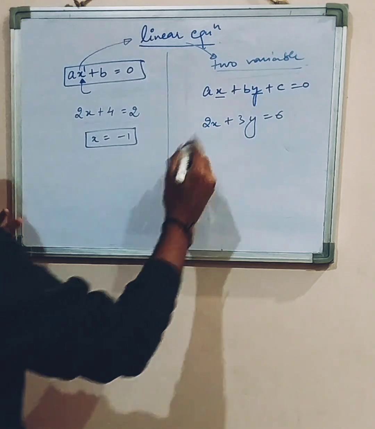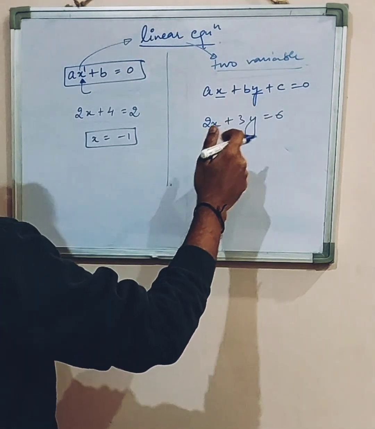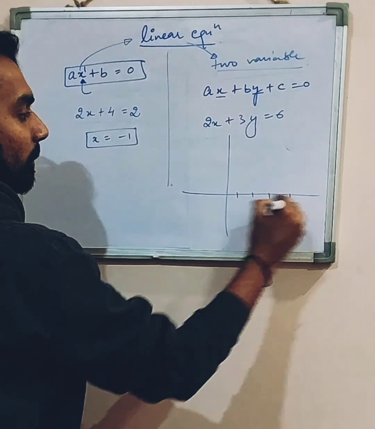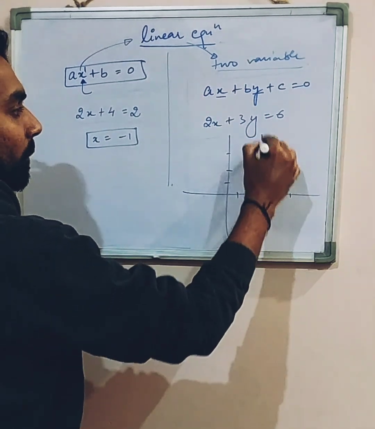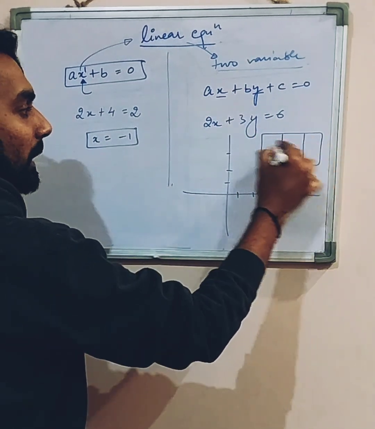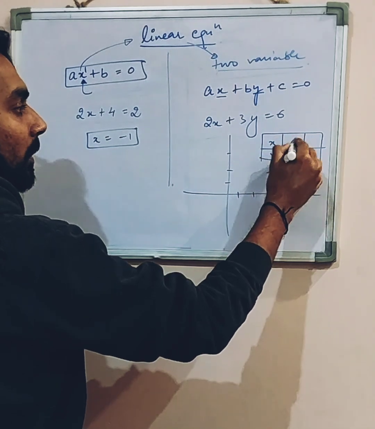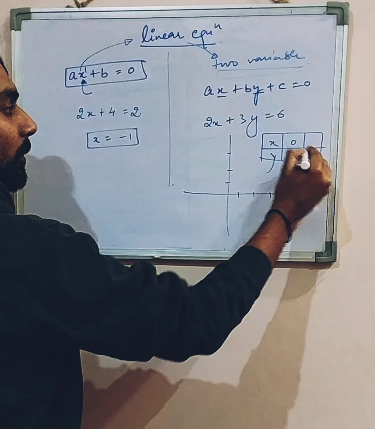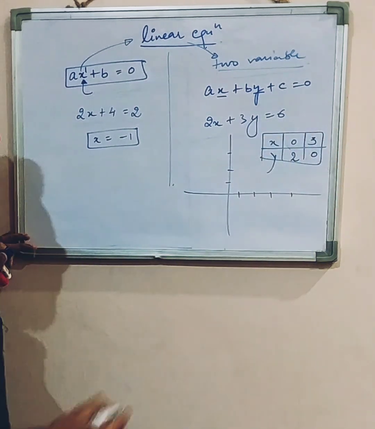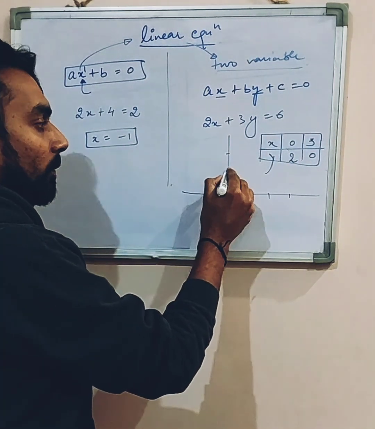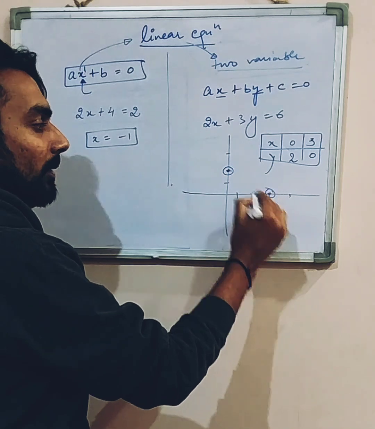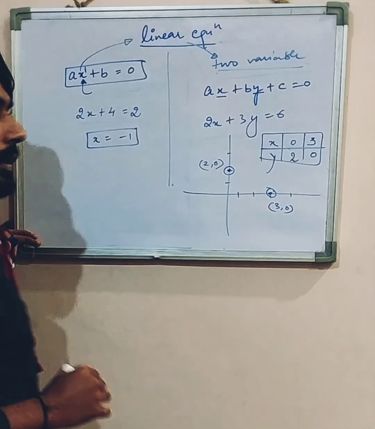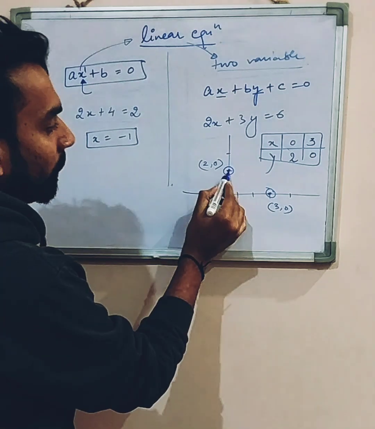equal to -6. If I draw the graph of this equation on the xy plane, how many points are required to draw any line? If x is 0, y is how much? 2. If y is 0, x is how much? 3, right? So (0, 2) is one point, and the second point is (3, 0). So only 2 points are required to draw any straight line.